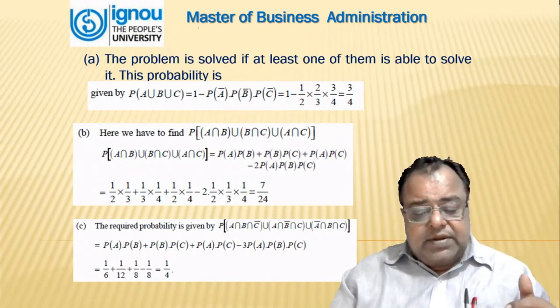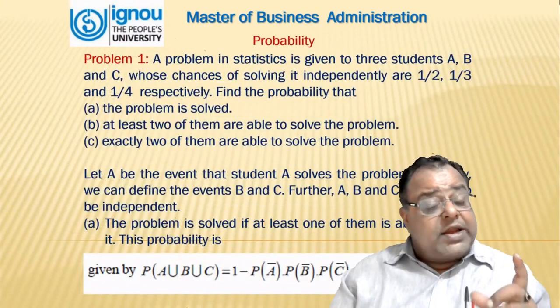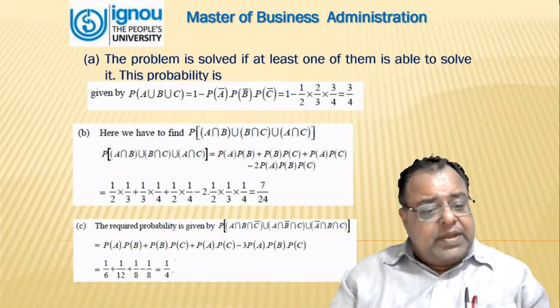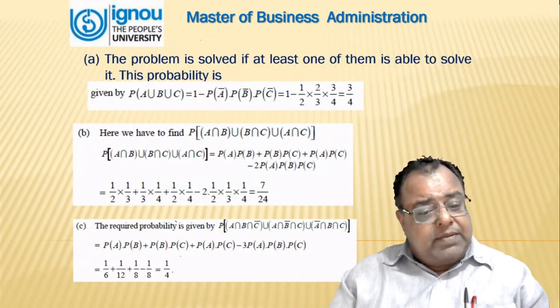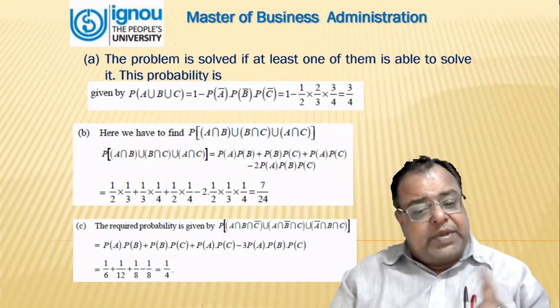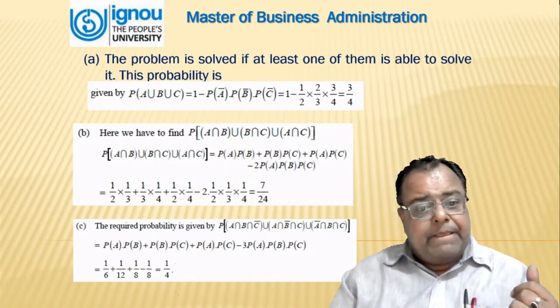The third one is that the problem is solved by exactly two of them. In that case, see the difference: PA into PB plus PB into PC plus PA into PC minus 3 times PA, PB, PC. We get the value as 1 by 4.